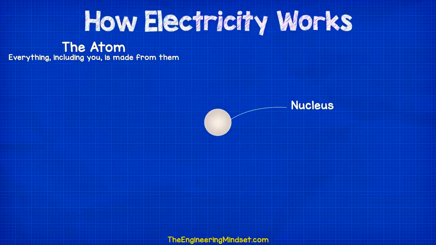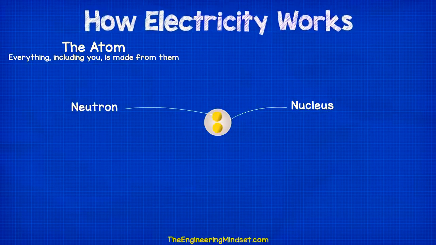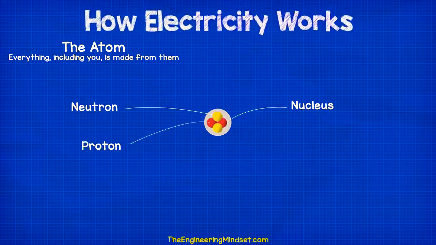The atoms are made from 3 particles, 2 of which are found inside the nucleus, and the third particle sits outside this. At the center of the atom we have the nucleus. Inside the nucleus we have the neutrons, which have no charge, and we also have the protons, which are positively charged. The neutrons and the protons are much heavier than the electrons, so these will stay within the nucleus.